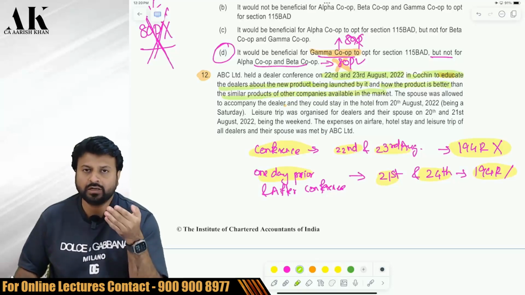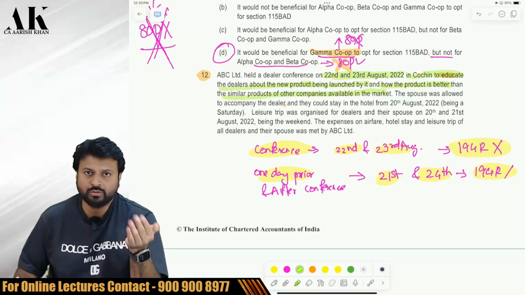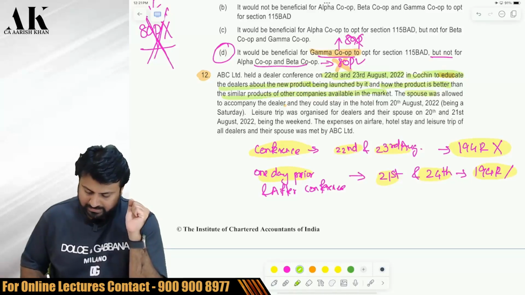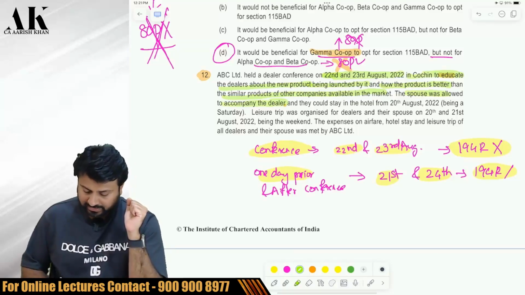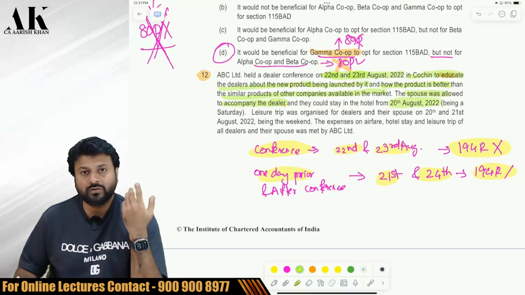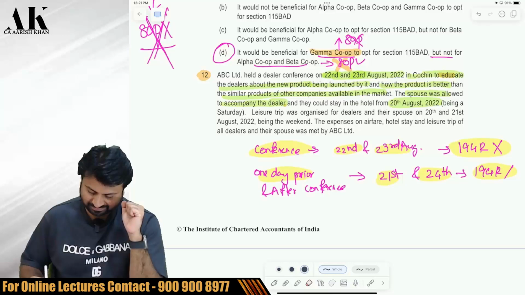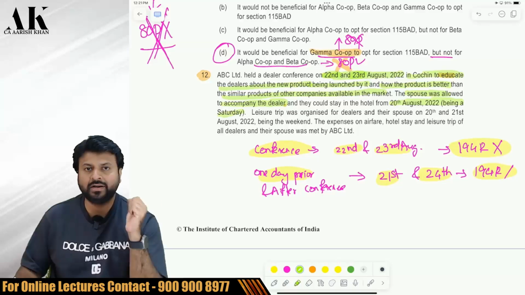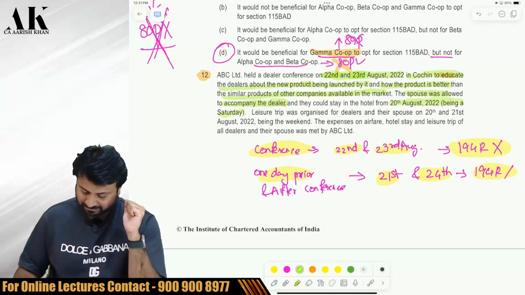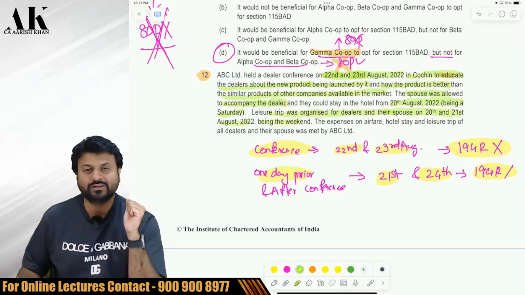Now, I am the dealer. You are the company, I am the dealer. But my spouse is also coming with me. The event is on 22nd and 23rd, but we are joining from 20th only. I am going from 20th with my wife. Because it's a Saturday, I thought let's chill out for Saturday and Sunday. On Monday, we will attend the conference. The leisure trip was also organized for me and my wife on 20th and 21st August, being the weekend. So on 20th and 21st, we were chilling out on a leisure trip.